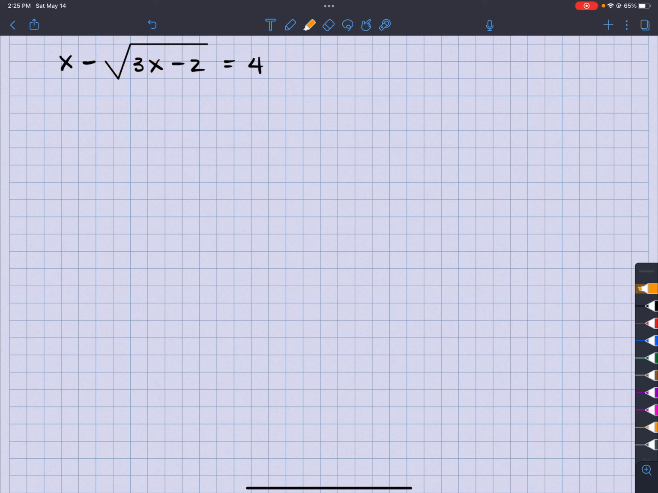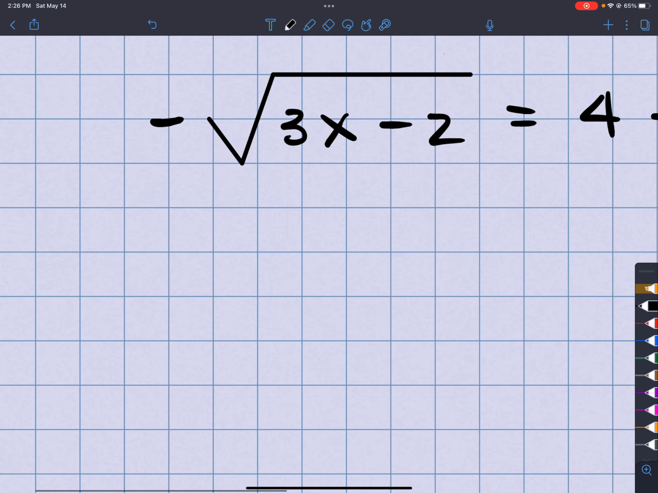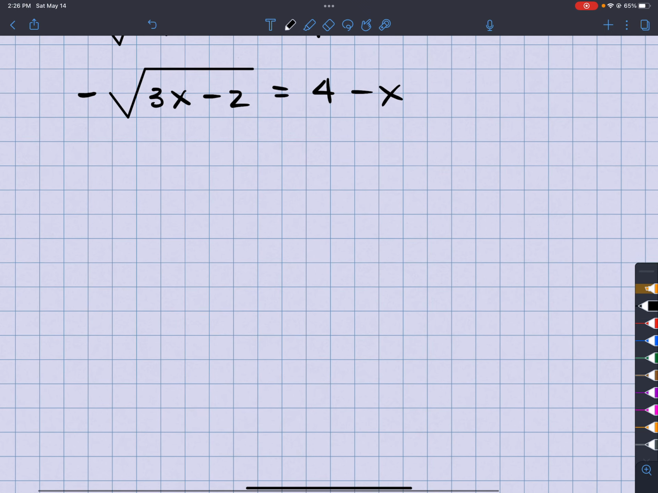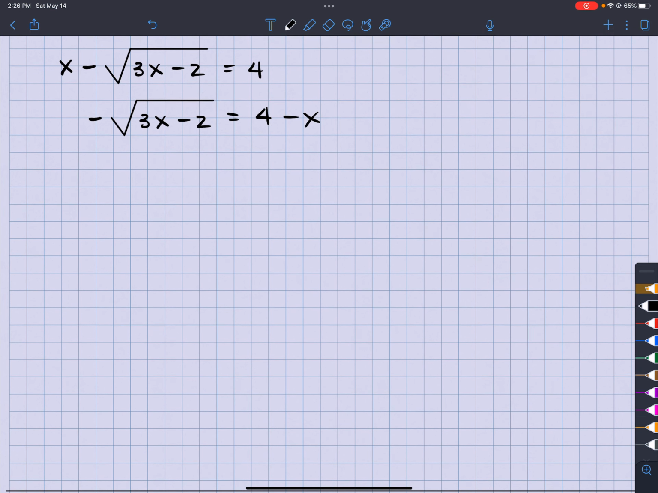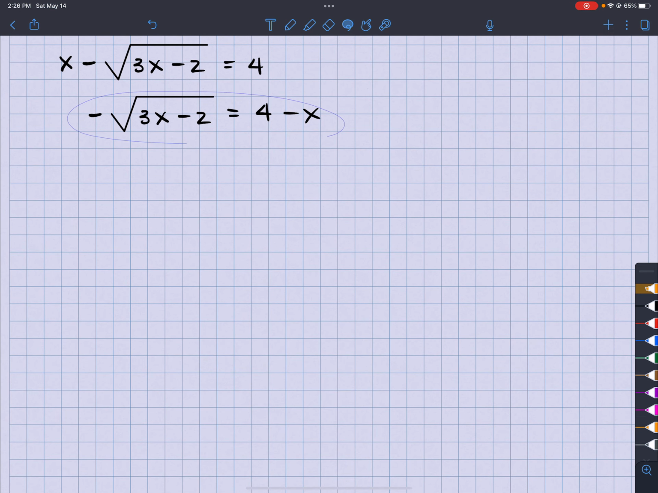We could just go the easy way and just move the x over and say that this is equal to 4 minus x, because the x on the left side is positive, so I will have to subtract the x over to the other side, right? Now from here, I can square both sides. The issue is that sometimes you don't know what to do with that negative. And that negative is actually easy peasy. It's very much doable. Now, that is one way that could happen.